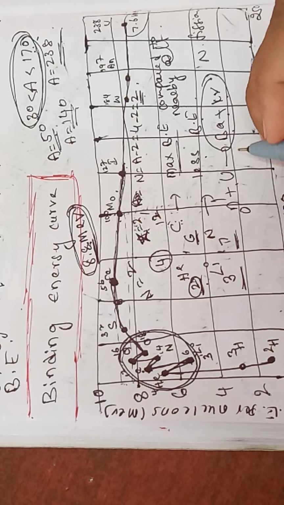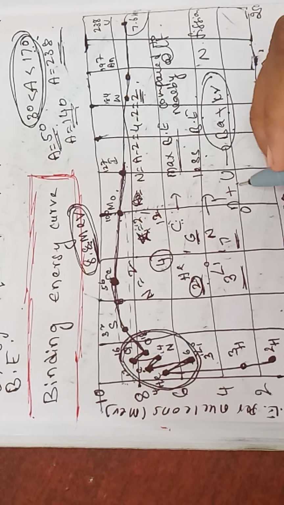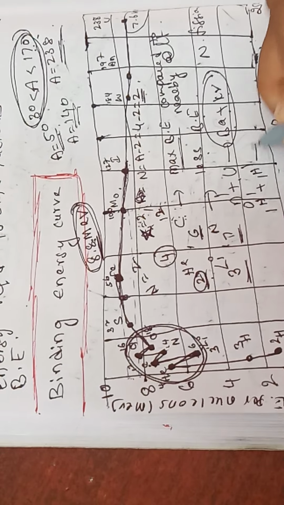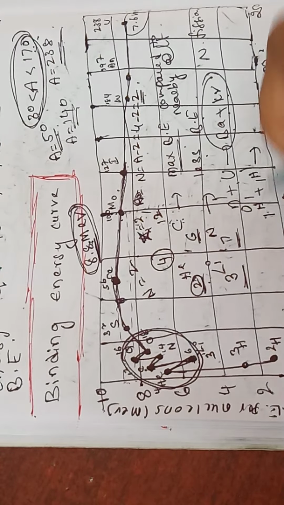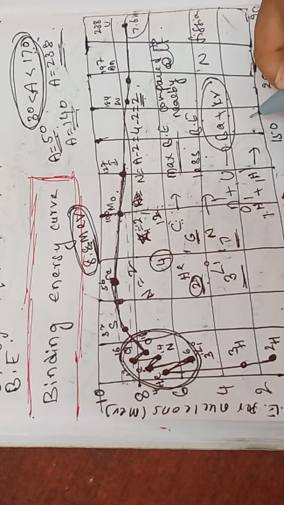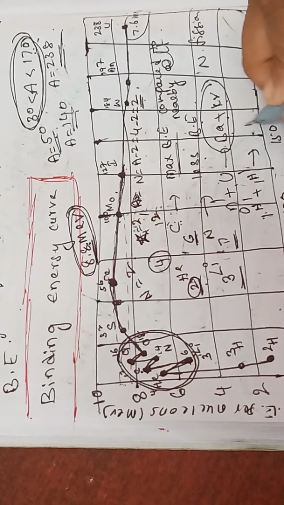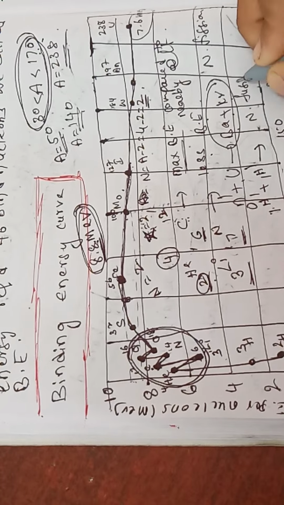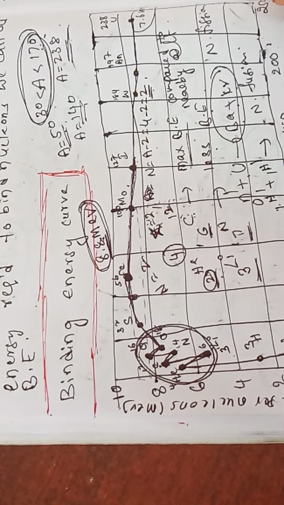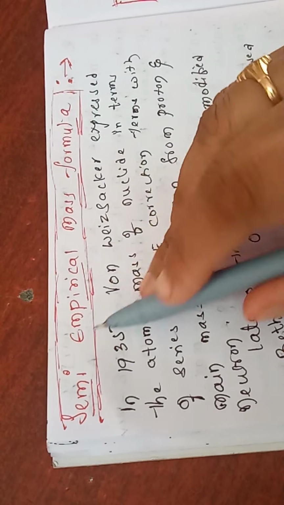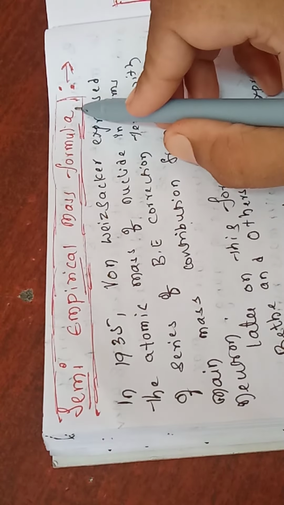Similarly, when two nuclei fuse with each other, such as hydrogen, proton plus proton, a large amount of energy is released. Now this process we call nuclear fusion process. Okay. So this is the physical significance of binding energy curve. Now next, let us go for semi-empirical mass formula.